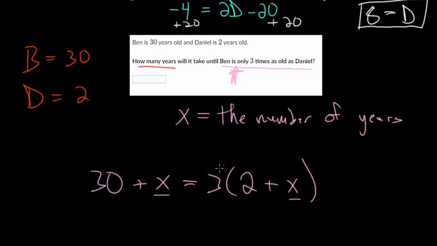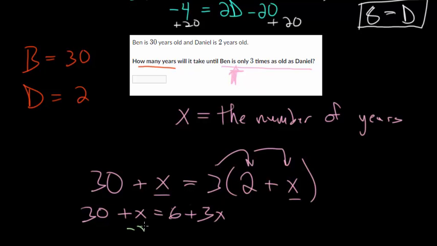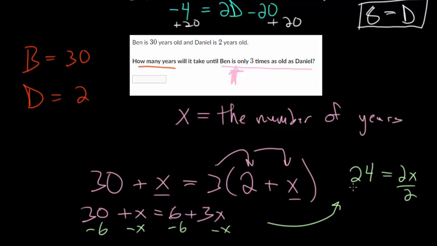And now you can see we have an equation involving just the variable x, which we can solve for. So to solve this, let's first distribute. So you get 30 plus x is 6 plus 3x. And let's move all the x's to the right side. So we'll subtract x on each side. And we want to move the numbers to the left, so we can subtract 6 on each side. And when we do this, we get that 24 is 2x. And then to solve for x, let's divide by 2. So that x is 12.